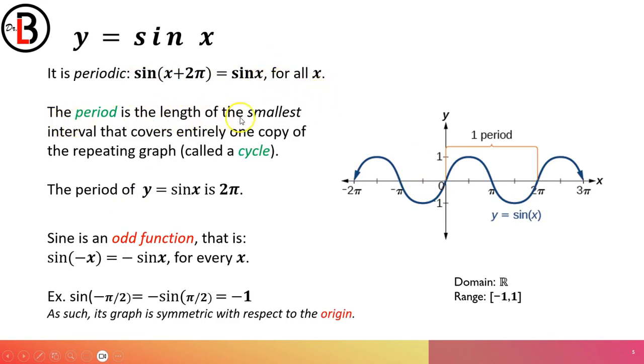The period is the length of the smallest interval that covers entirely one copy of the repeating graph, called a cycle. You can see in this graph that for sine x, one period is from 0 up to 2 pi. Another property of sine is that sine is an odd function. That is, the sine of negative x is equal to negative sine x for every x. For example, sine of negative 90 degrees is the same as negative sine of 90 degrees, which is equal to negative 1. Therefore, this graph is symmetric with respect to the origin.